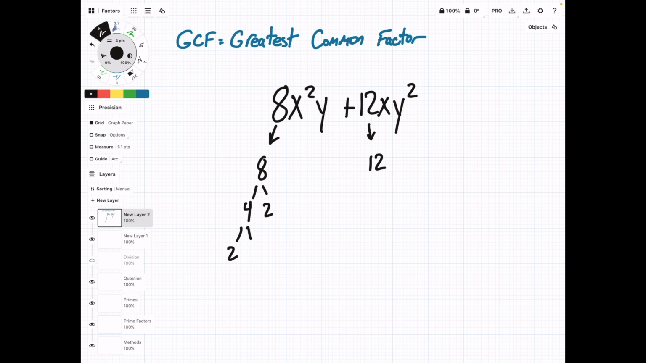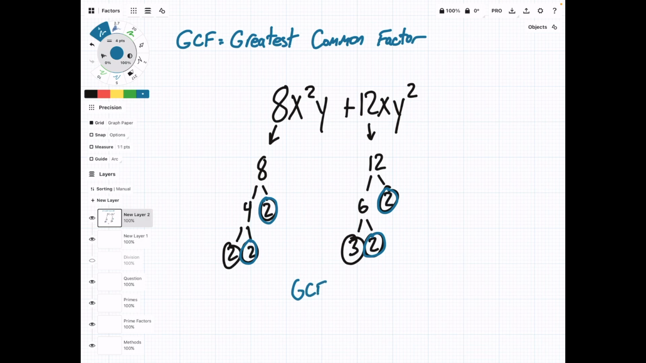2 times 2 is 4. So we have 2, 2, 2. Then on the right side, we'll have 6 times 2 is 12. And then 3 times 2 is 6. Now let's find the common factors. We have a 2 and a 2, 2, and a 2. So our GCF in this case is going to be 4. And these ones we ignore because there's no match.